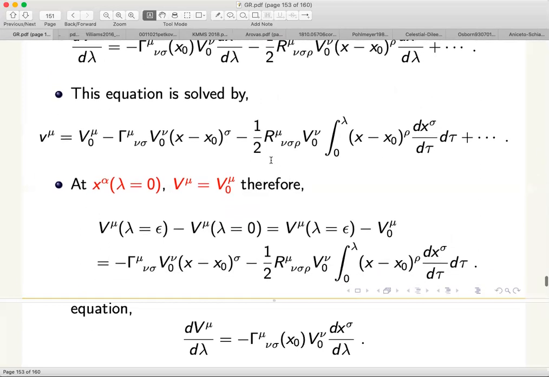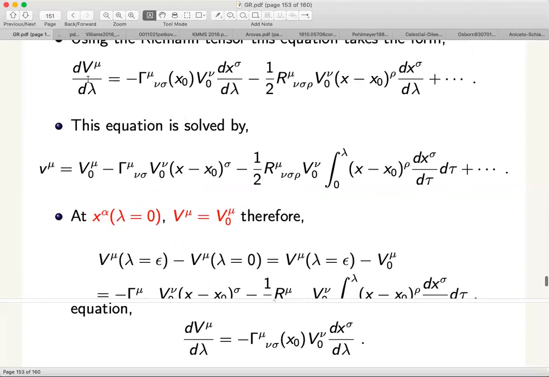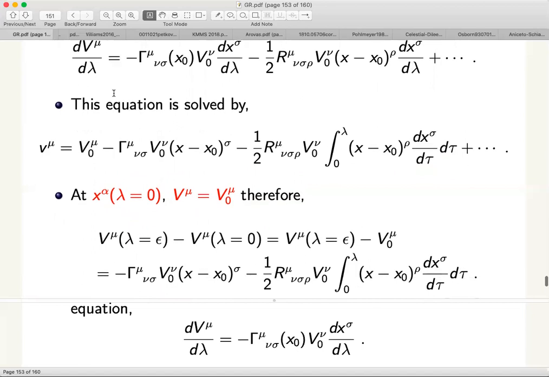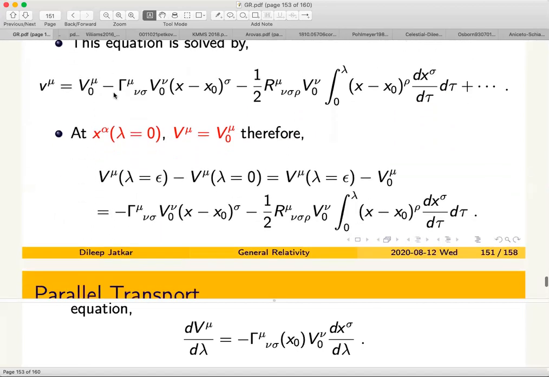Of course you need to check that this piece would solve this equation up to this order. There will be a correction at order x minus x naught squared, by which I mean a term like x minus x naught to the rho times x minus x naught to the sigma. But to that order we are not solving this equation anyway. This is how the perturbative solutions are obtained. So what we get is this. Fine, is this okay?